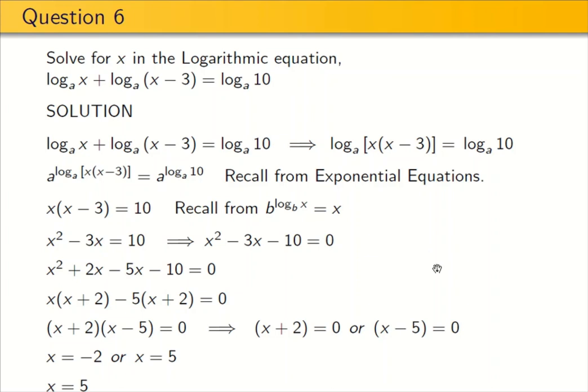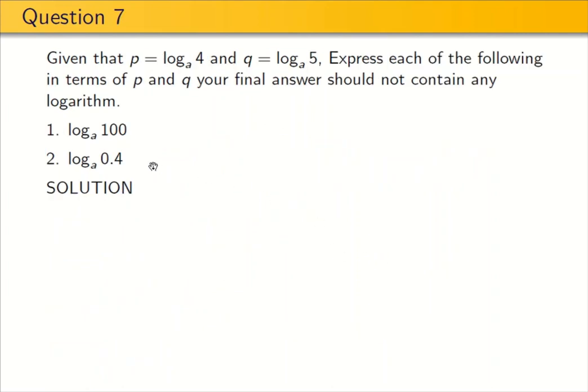Now, given that p equals logarithm of 4 base a and q equals logarithm of 5 base a, express each of the following in terms of p and q. Your final answer should not contain any logarithm. Okay, so this is a restricted statement here.